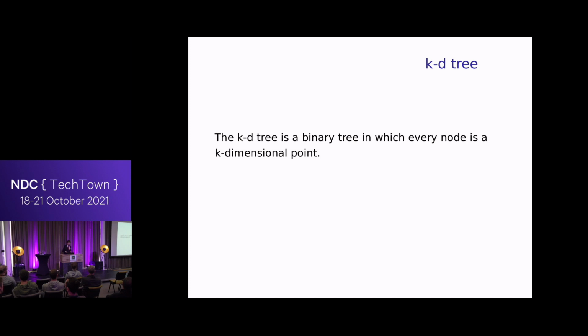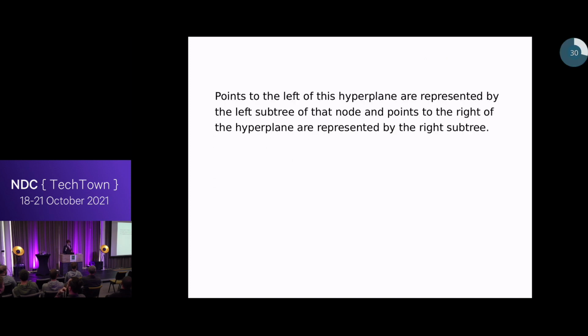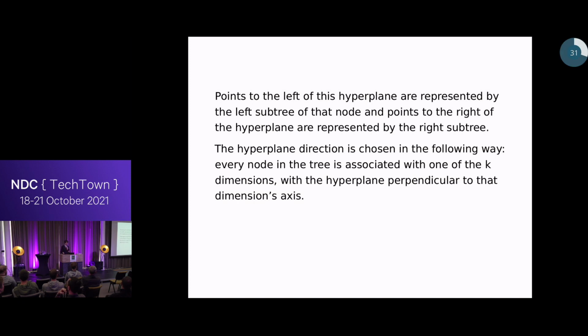The KD tree is a binary tree in which every node is a k-dimensional point. Every non-leaf node can be thought of as implicitly generating a splitting hyperplane that divides the space into two parts known as half-spaces. Points to the left of this hyperplane are represented by the left subtree of that node, and points to the right of the hyperplane are represented by the right subtree. Hyperplane direction is chosen the following way. Every node in the tree is associated with one of the k dimensions, with the hyperplane perpendicular to that dimension's axis. Thank you, Wiki.